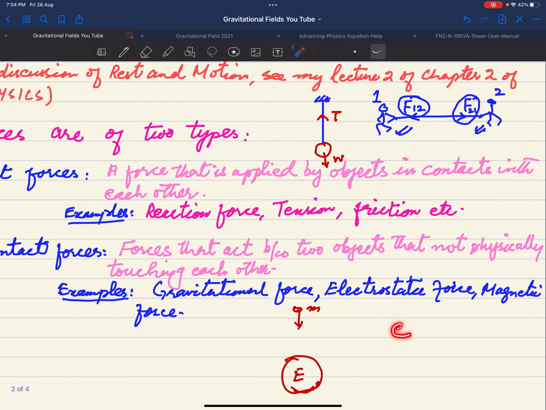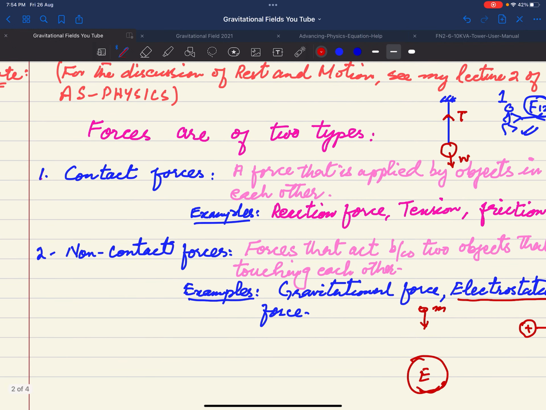Similarly, if you have two charged bodies, like one positively charged and one negatively charged body, then they have a force of attraction. This is again a non-contact force, because these two charges are not touching each other, but still there is a force of attraction. This electrostatic force is another example of non-contact forces.